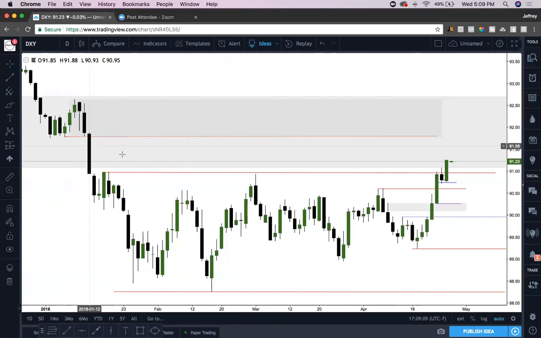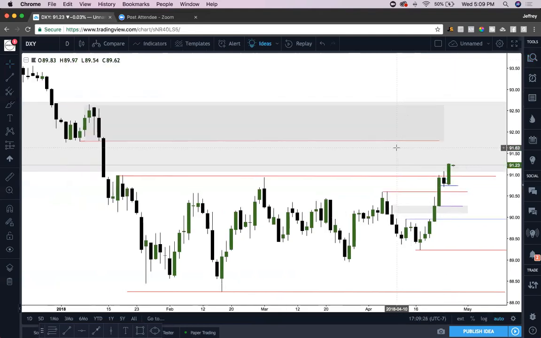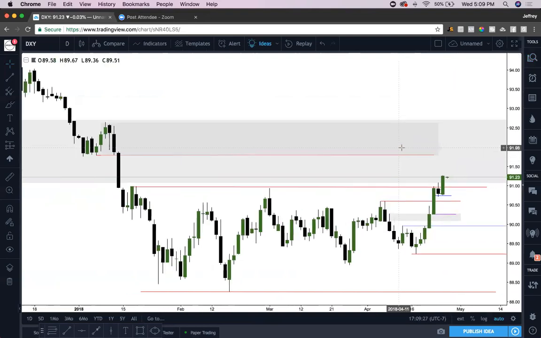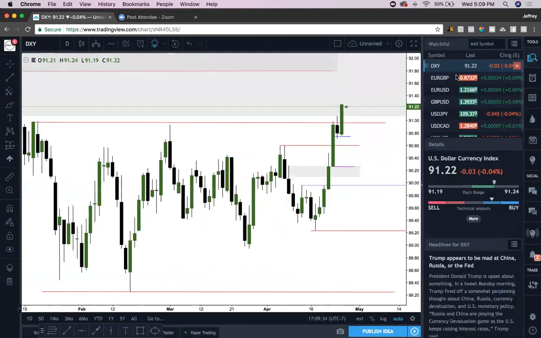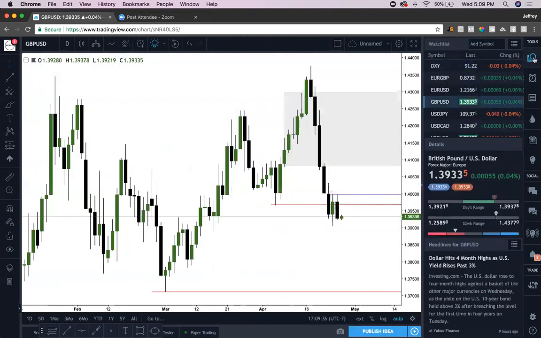I mean, not 30 pips, I'm sorry. 60 pips from where we're at now. That's my next upside objective, and then after 91.80, 92 would be my next stop after that. So 91.80, then 92 in terms of upside for dollar index, and that should cause weaker prices for cable, GBP USD.